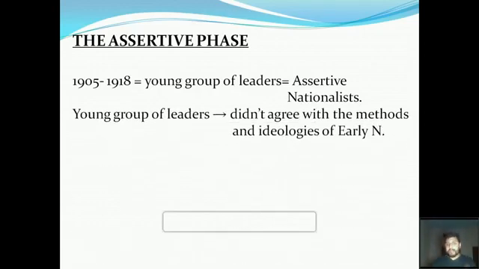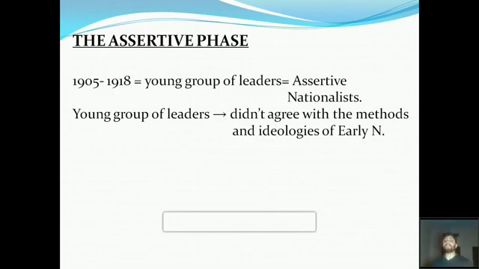A young group of leaders who had a very different outlook, and what was their outlook, that we have to understand. They didn't agree with the methods and ideologies of early nationalist leaders. We have already discussed in the previous class the different methods followed by the early nationalist leaders. They were following 3 P's. I think you might be remembering I have explained it. 3 P's means petition, prayers and protest. These were the 3 different methods followed by the early nationalist leaders.